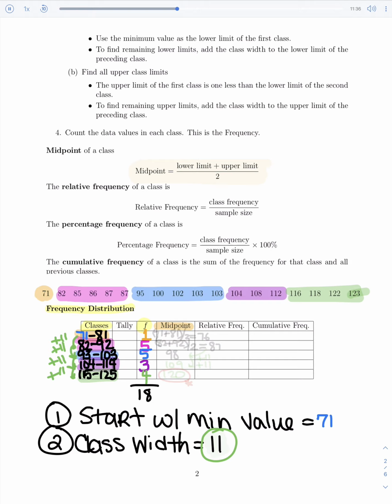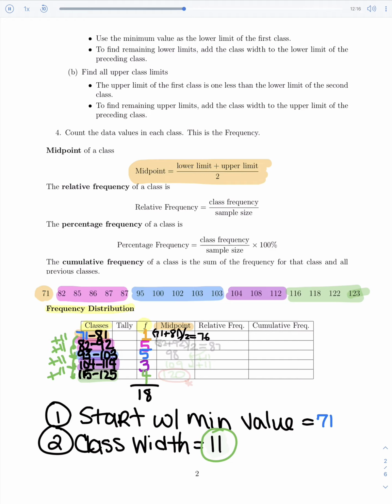And that's what this formula for midpoint says: in order to find the middle, you add the two ends up and divide by 2. You're basically averaging to find the middle. So, for instance, on this first one, the first class is from 71 to 81. If I wanted to find its middle, I would do 71 plus 81 and then divide it by 2, which would get me 76 for my first midpoint.